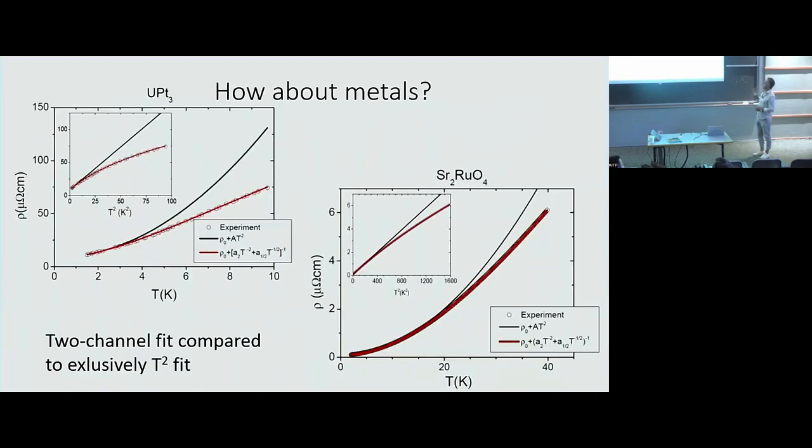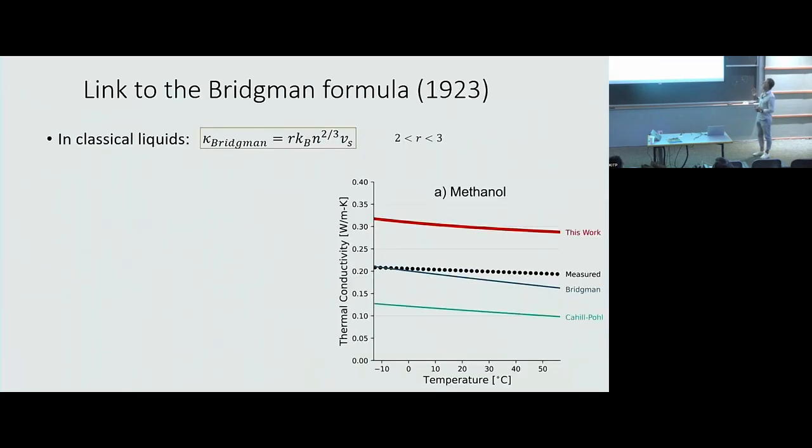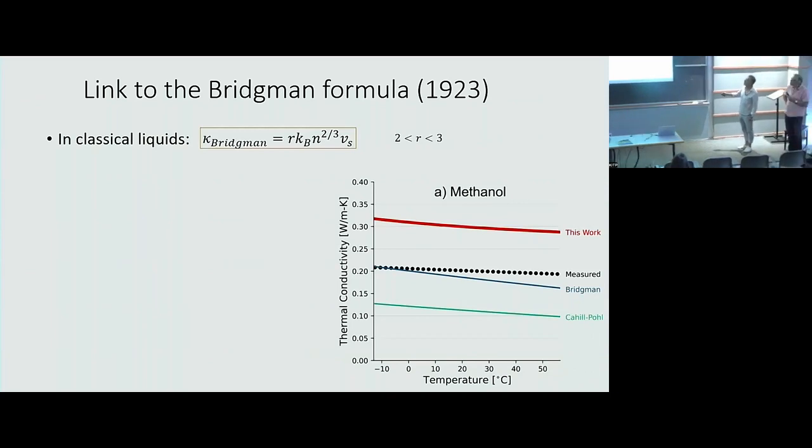So just to say that as an experimentalist, I have never done thermal conductivity measurements in liquids myself, but this is the Bridgman formula, from 1923. It is a simple classical formula in which you just need to know the sound velocity, n to the power of 2/3, and kB. The prefactor can be somewhere between 2 and 3. This is the Bridgman expression, and this is what has been measured. This is, let's say, methanol, a liquid at room temperature, and in many systems it works.